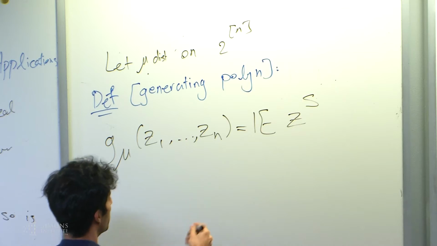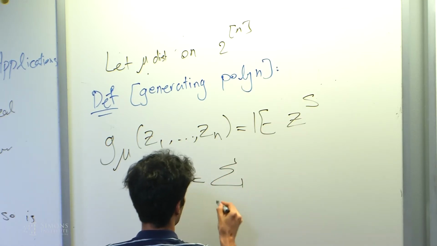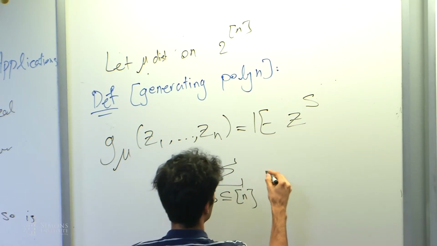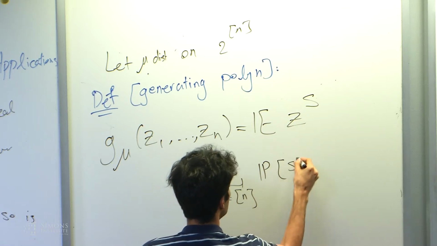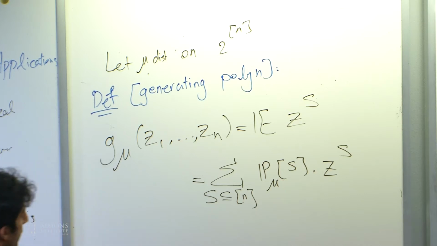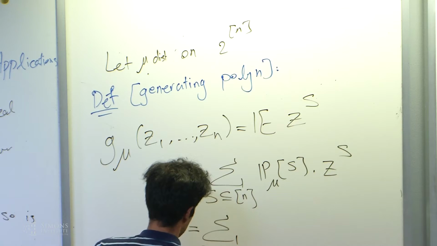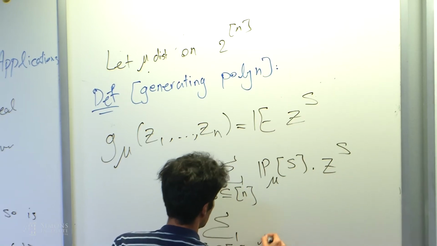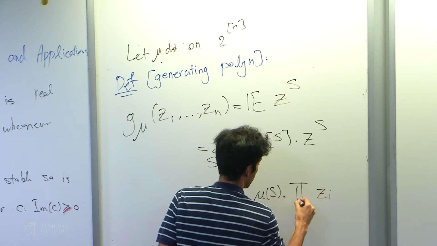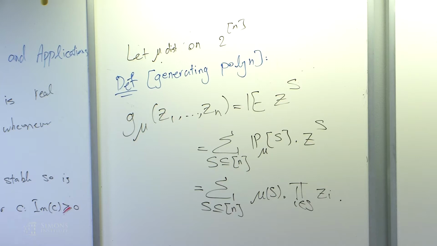Okay, let me rewrite it. This is basically the summation over all sets S which are subsets of numbers from 1 to n, the probability of S under mu times z to the S. Again, to put it differently, this is just the summation over all sets S which are subsets of 1 to n, mu of S times the product of zi for i in S. So this is called the generating polynomial of mu.